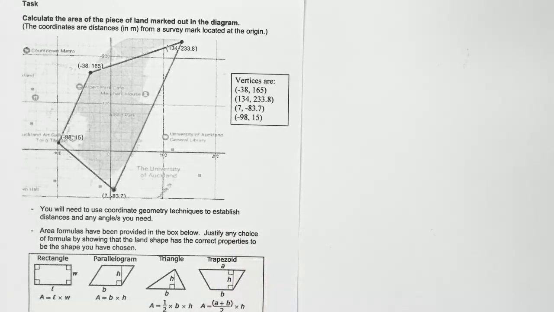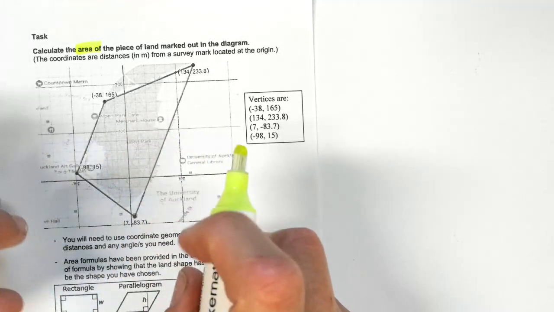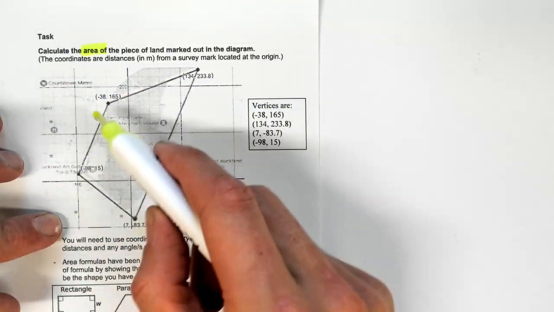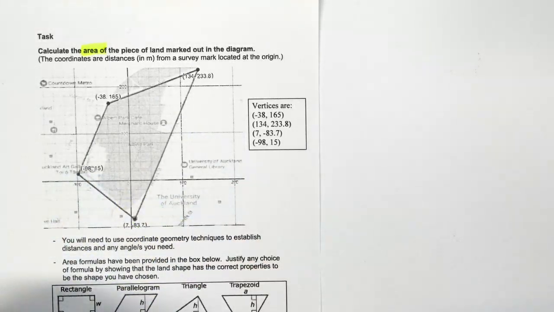So calculate the area. That's really important. The fact that we're looking for area is critical. Of the piece of land marked out in the diagram, the coordinates are distances in meters from a survey mark located at the origin. This is kind of hard to understand at face value, but pretty much all it's saying is these are coordinates. It's also quite important to notice that it's in meters. So when we answer these questions, we're going to have to make sure that we answer with units, and make sure those units are either meters or meters squared.